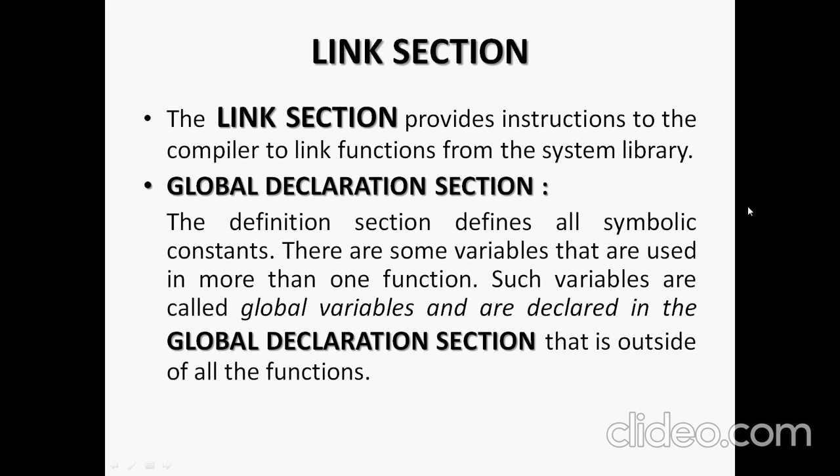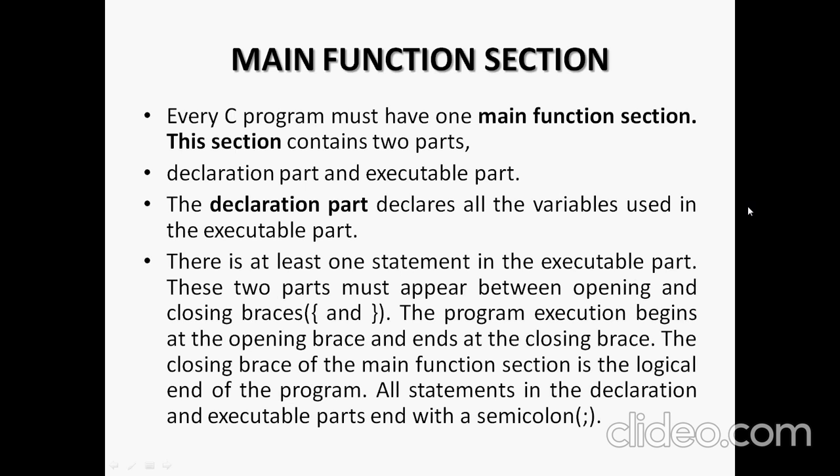The next is the definition section, which is used to declare some of the variables before the main function, which are called global variables. Those global variables we can use anywhere in our program. Those variables are globally accessible in all the functions of the C language.